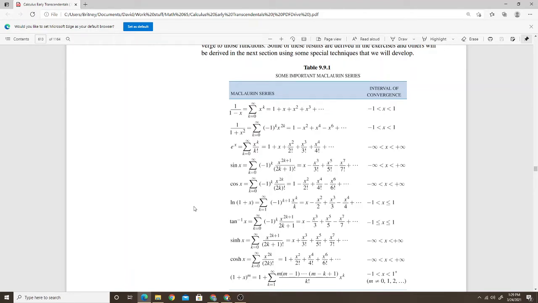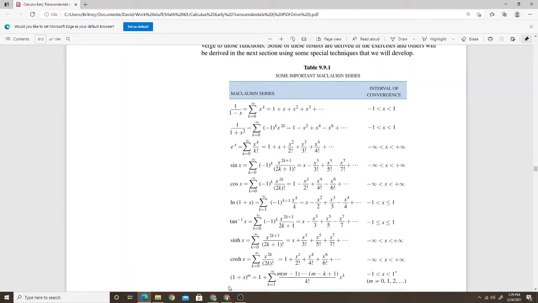And you can prove that these equalities hold in the same way that we just did in example 1, right? So you can prove that the equality holds. Over here they also list the interval of convergence, which is nice. So this equality holds provided that x is between -1 and +1. This equality holds for any real number x, right? And so forth.